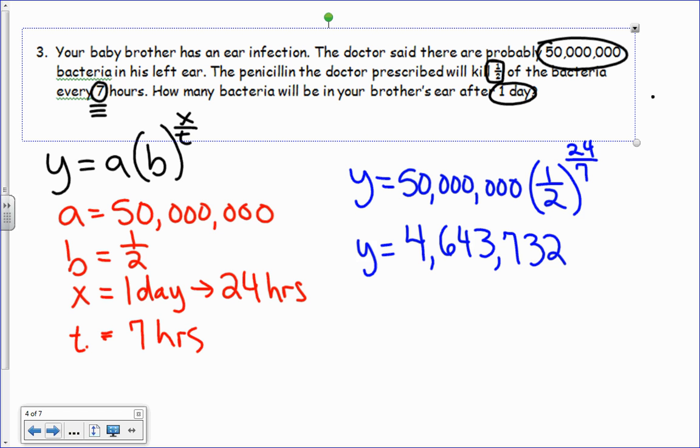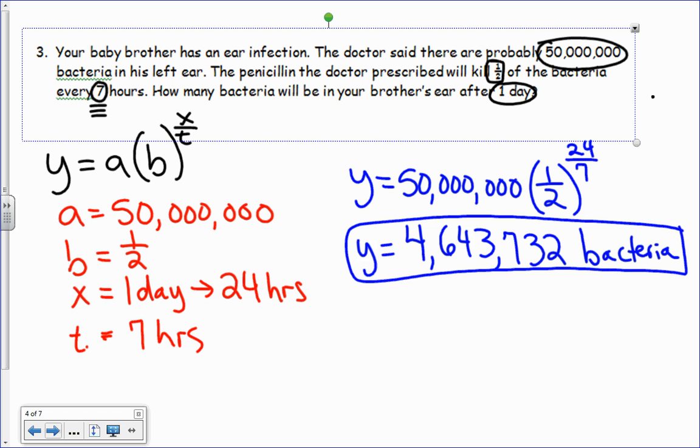Okay, now this is a big number problem. So let's make sure that that's correct. Let's go back and check real quick. We have 50 million times, math, left, enter, 1 over 2 to a power of, math, left, enter, 24 over 7. 464,373,2.15. So 4,643,732 bacteria is the correct response. Never hurts to check twice.